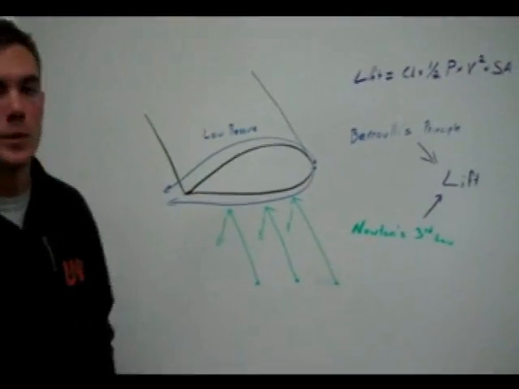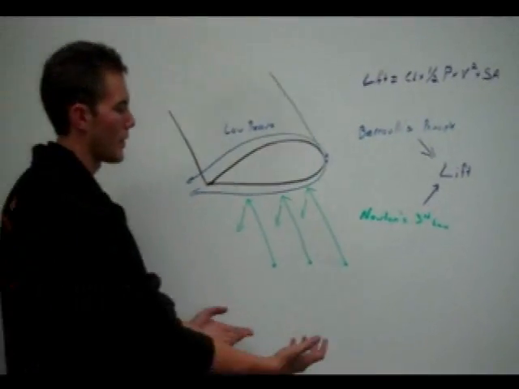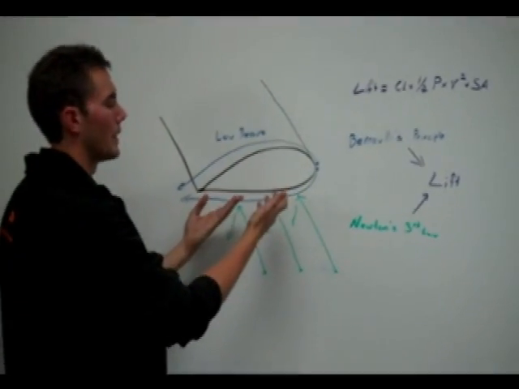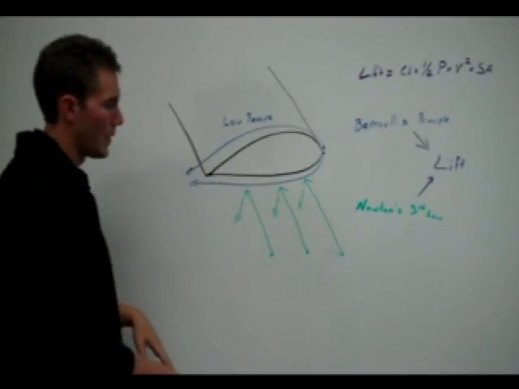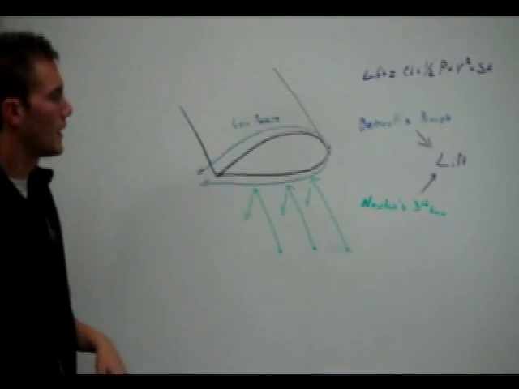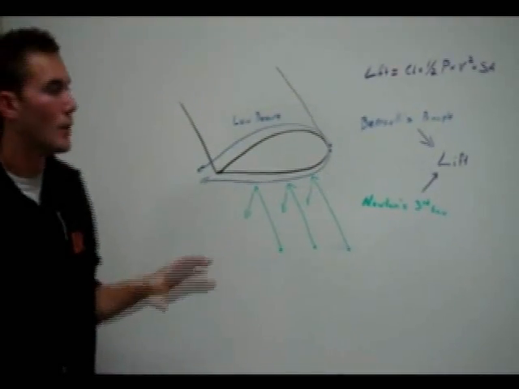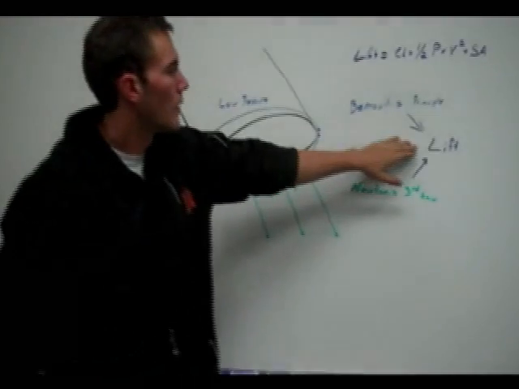The other portion is created from Newton's third law. As the air molecules come up and hit the bottom of the blade, every action has an opposite and equal reaction. Those air molecules are going to be deflected back down, giving us some more lift. So those two principles combined give us lift.